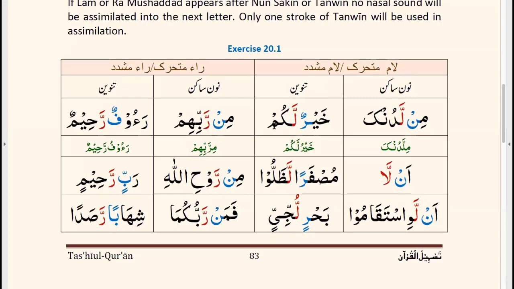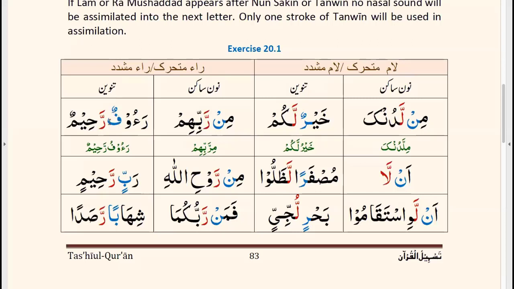Now this rule is not just for lam mushaddad, it is also for ra mushaddad. So whenever there is a lam mushaddad or a ra mushaddad, the first thing we should be looking for is whether there is a noon sakin or a tanween letter before it. So here we have a ra mushaddad and we can see a noon sakin, so we have to ignore the noon sakin here. Again, mirra, mirrabbihim.